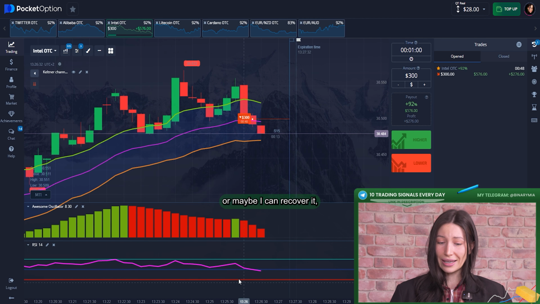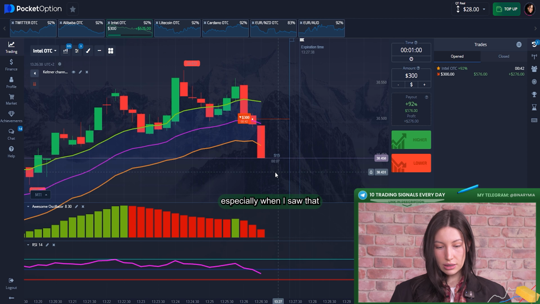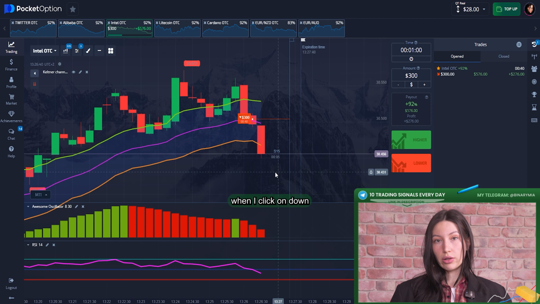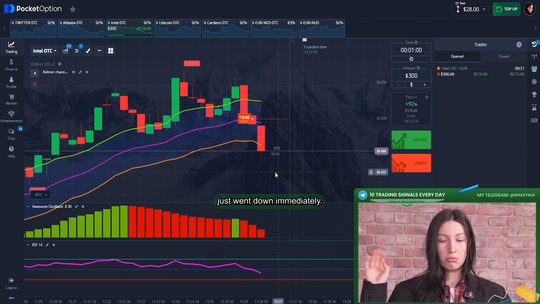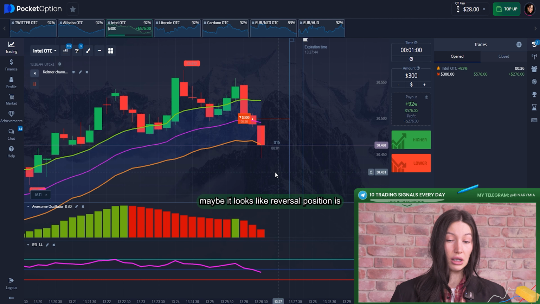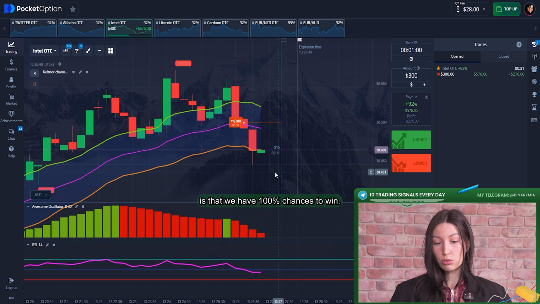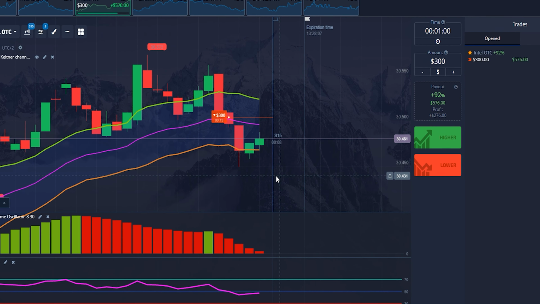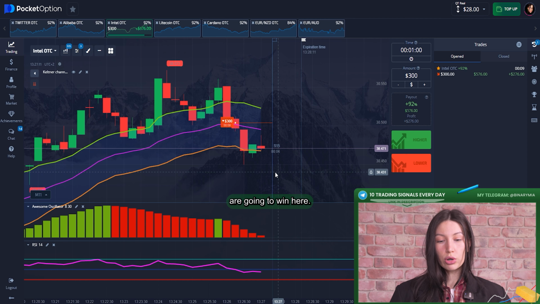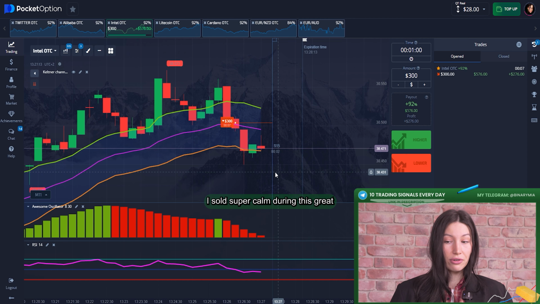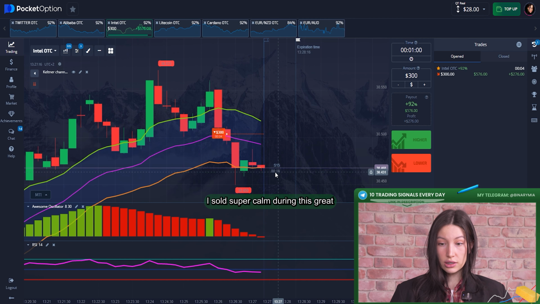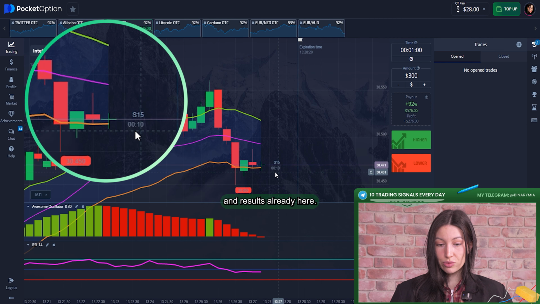And if I lose this money, maybe I can recover it, but probably not. But I hope to win here, especially when I saw that when I clicked on down, it went down immediately. That means that maybe it looks like a reversal position. If it is, then we have 100% chances to win. So let's wait a few seconds and we are going to win here.